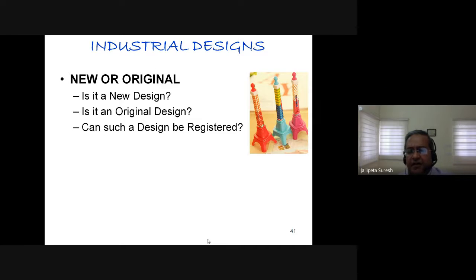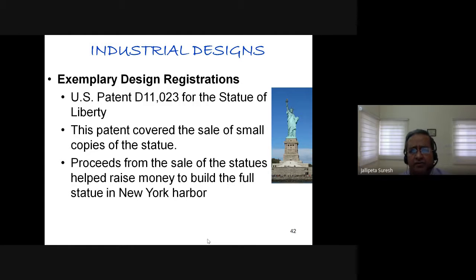Now let's look at this picture here. This is a pen having the shape of the Eiffel Tower, which is in Paris. The Eiffel Tower is not a new design. However, here the pen with the Eiffel Tower is an original design. Therefore, such designs can be registered not as a new design, but as an original design. Among exemplary registrations, the Statue of Liberty in the US was registered as a design, and the proceeds obtained using this design registration raised money to build the full statue in New York Harbor. Based on the intellectual property right they created, they were able to collect money, and ultimately build the Statue of Liberty in the United States.